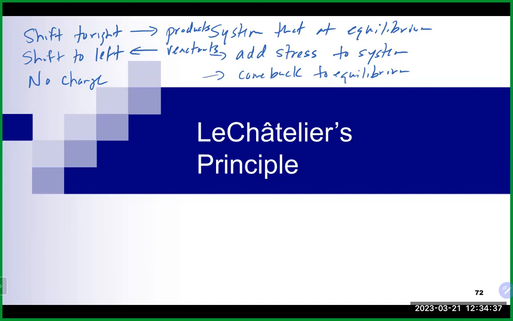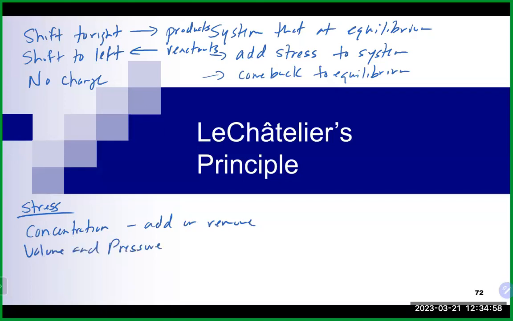So when we talk about stresses, there are several stresses that could happen. Stress could involve concentration, so either you add more or you remove. It could deal with volume and pressure. It could also deal with temperature, either raising or lowering the temperature. Or lastly, a stress can be a catalyst, which as we talked about, is not a reactant, not a product, but just there to speed up the reaction.